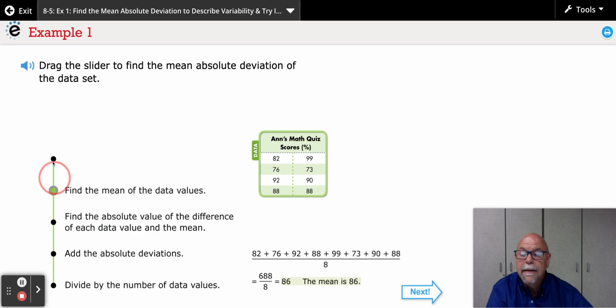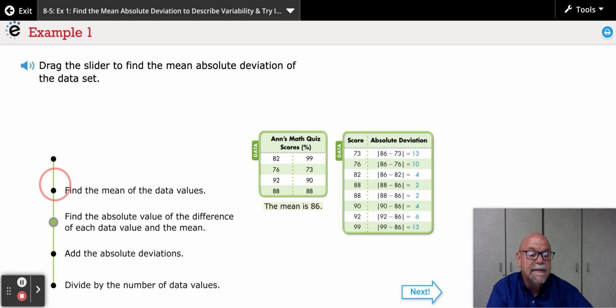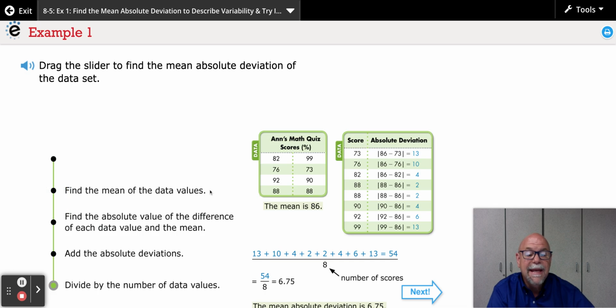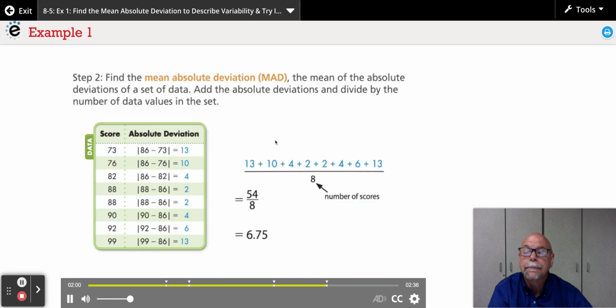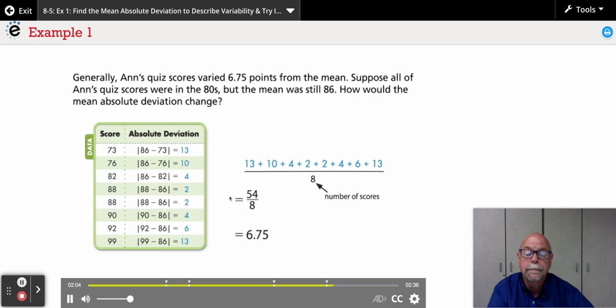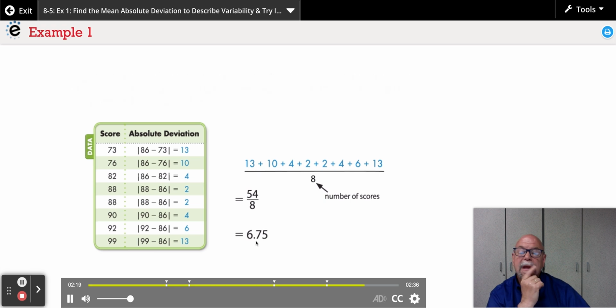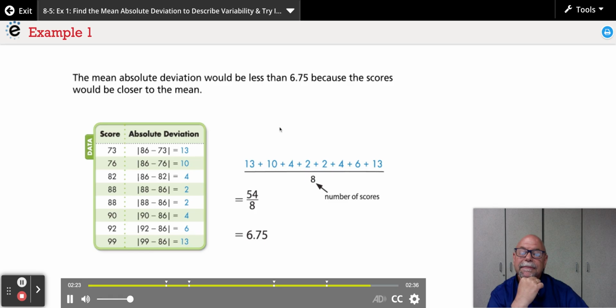So when we find the mean, there's all of the scores. You add them together, divide by 8. So in this case, the mean is 86. And then second step, you find the distance each of those scores was from the mean. And then you find the average of those deviations by adding them together and dividing. So the mean absolute deviation. Generally, Anne's quiz scores varied 6 75/100 points from the mean. Suppose all of Anne's quiz scores were in the 80s, but the mean was still 86. How would the mean absolute deviation change? The mean absolute deviation would be less than 6 75/100 because the scores would be closer to the mean.